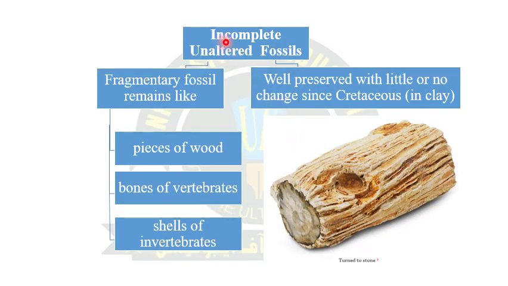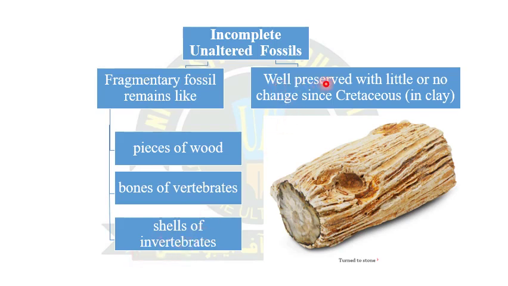Here is the second category, incomplete unaltered fossils. These are fragmentary fossil remains. Because they are incomplete, they are not whole bodies, they are only small body fragments which were preserved during the process of fossilization. They can be pieces of wood, bones of vertebrates, or shells of invertebrates.